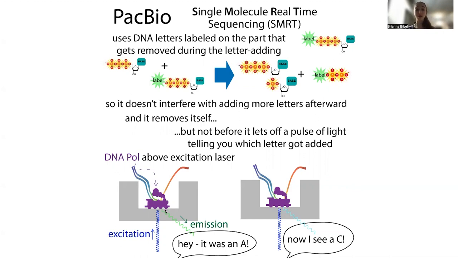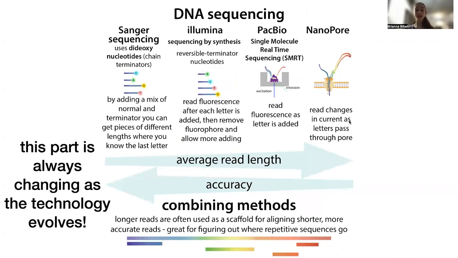excitation laser, how a fluorophore works is that you shine light at one wavelength and it gives off light at another wavelength. So we can be shining light at the wavelength that this fluorophore likes. Depending on which letter gets added, you're going to see the label come and go, and you're going to see a pulse of light telling you which letter got added. So that's PacBio. And finally, I want to tell you about nanopores.